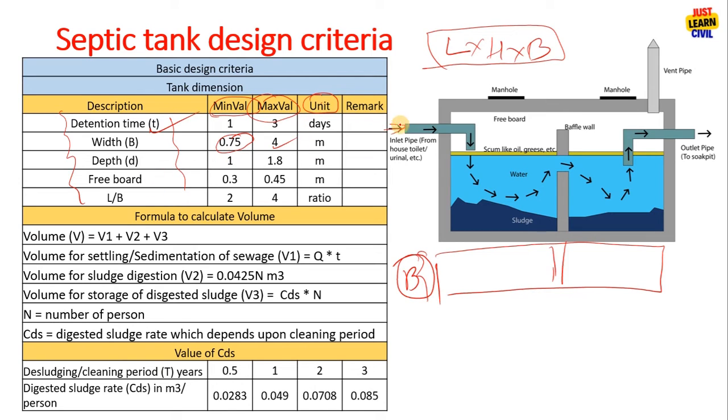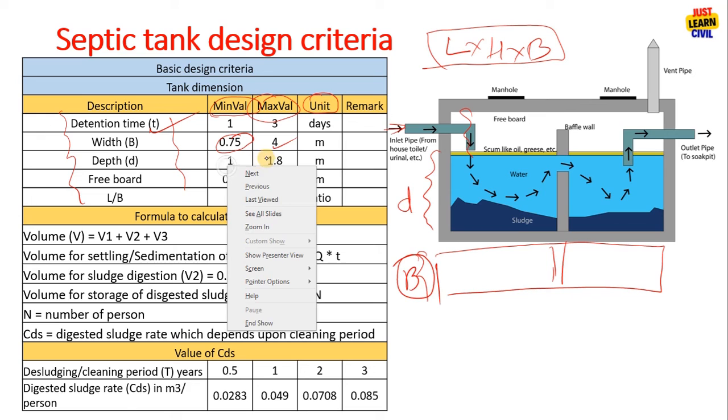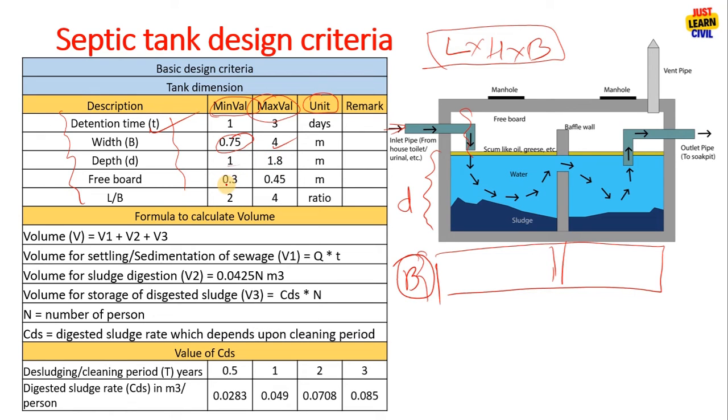Depth of the tank, this is the depth of the tank. This is the effective depth, and above it is the freeboard. Depth of the tank should be 1 to 1.8. Freeboard should be 0.3 to 0.45. Again, L by B ratio should be 2 to 4. Length by breadth ratio. This is the length. Length by breadth ratio should be 2 to 4.